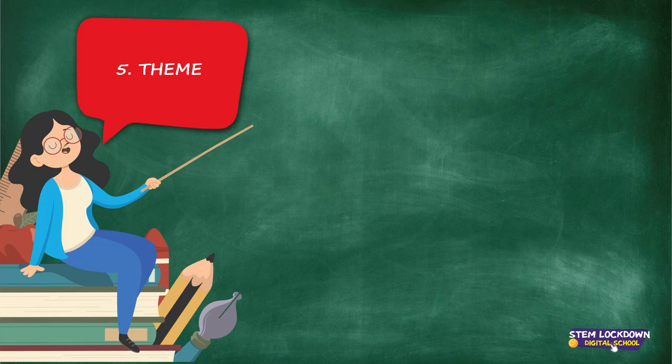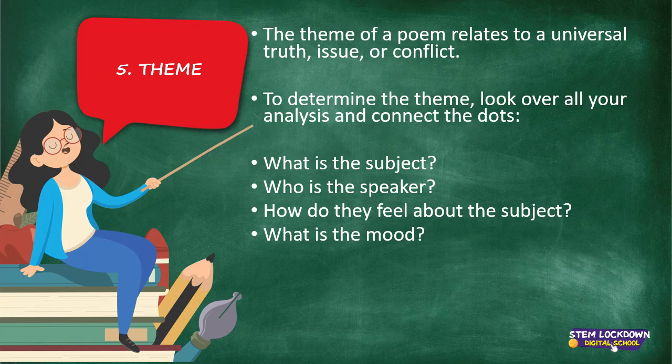Okay, and now we have the theme of the poem. So the theme of a poem relates to a universal truth, issue, or conflict. Okay. So to determine the theme, you must look over all your analysis and connect the dots. So you do this by asking yourself, what is the subject? Okay, like what is it that the poet is talking about? Who is the speaker? That is the writer of the poem. Okay. How do you feel about the subject that they are talking about, and what is the mood?